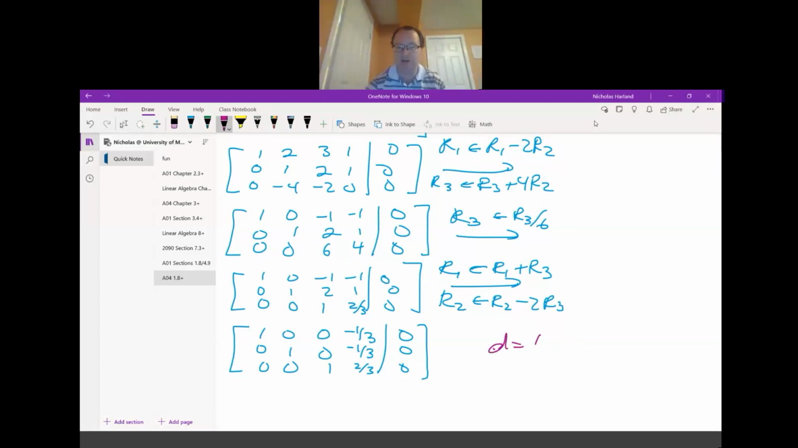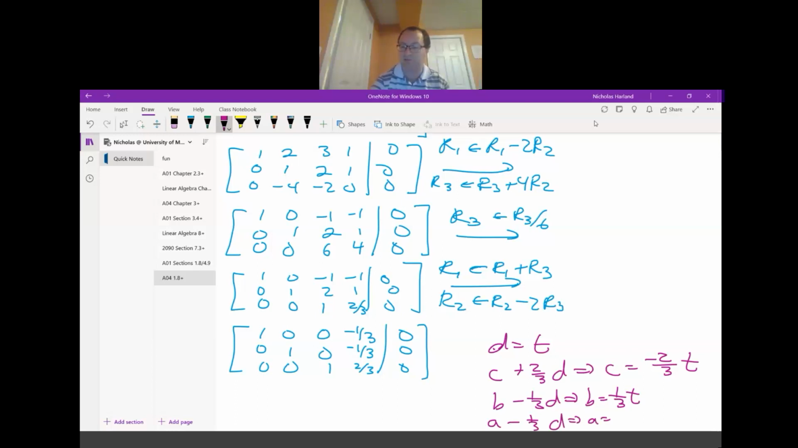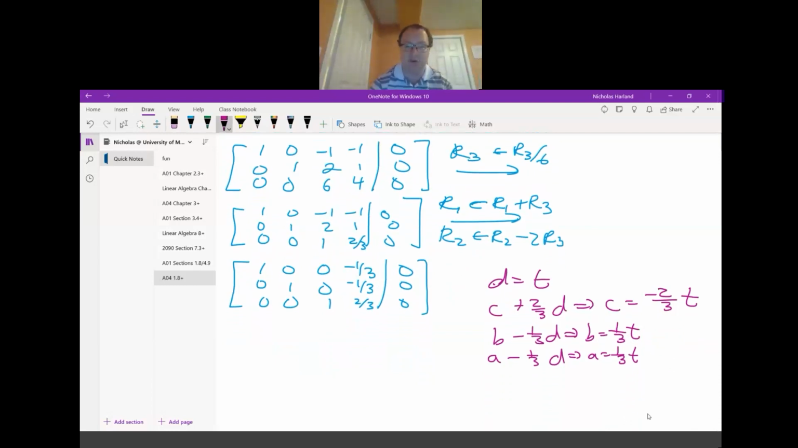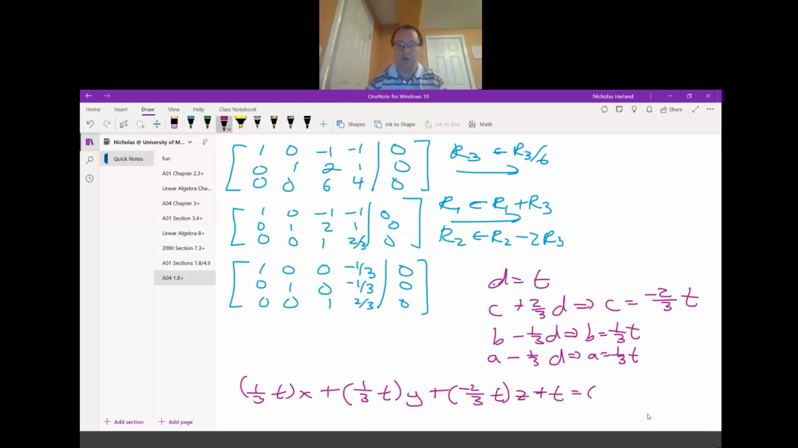All right, D equals T. C plus 2/3 D equals 0 tells us C equals negative 2/3 T. B minus a third D equals 0 tells us B is equal to a third T, and A minus a third D, same thing. A is equal to a third T. So in other words, with one exception, our equation is going to be 1/3 T x plus 1/3 T y plus negative 2/3 T z plus T is equal to 0. Which looks really weird, but we'll make it a bit better in just a second.